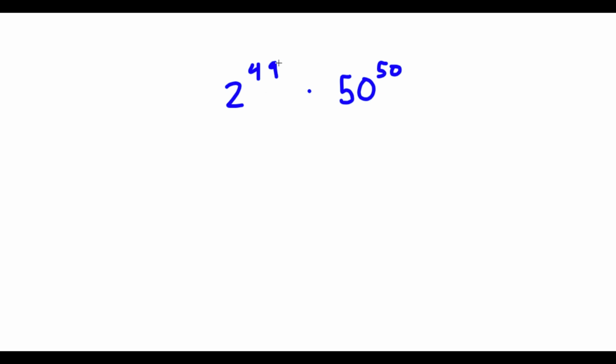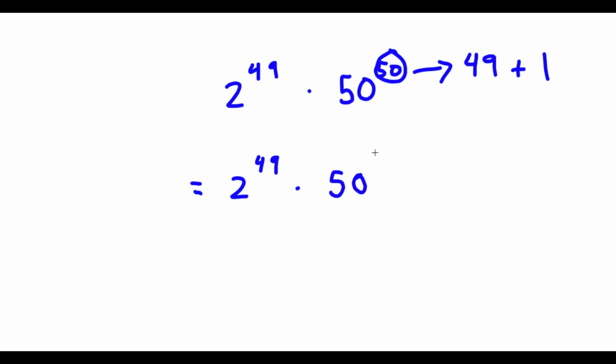Alright, so I have 2 to the power 49 times 50 to the power 50. Now, first off, our exponent 50 here is the same thing as 49 plus 1. So now I'm going to rewrite this exponent as 49 plus 1. So now I have 2 to the power 49 times 50 to the power of 49 plus 1.